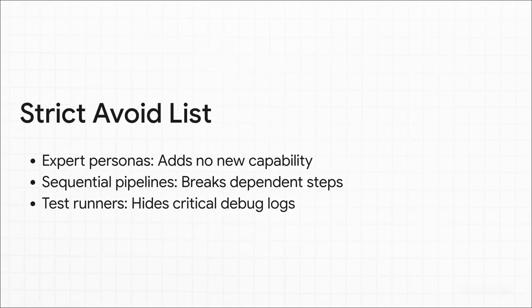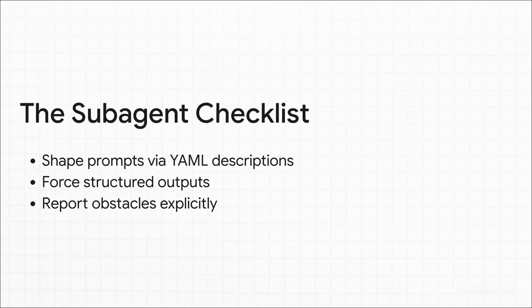Precisely. So here is your strict avoid list. Number 1, expert personas. Adding prompts like, you are a Python expert, adds literally zero capability. The base model already has that knowledge. Number 2, test runners, which we just covered. And number 3, sequential pipelines. Yeah, sequential pipelines are a massive trap. If you have one agent reproduce a bug, pass it to an agent to debug, and pass that to a third agent to fix, you lose way too much context during those handoffs. Bug fixes depend entirely on the discoveries from the previous step. Keep that in the main thread. Keep the dependent steps together, exactly.